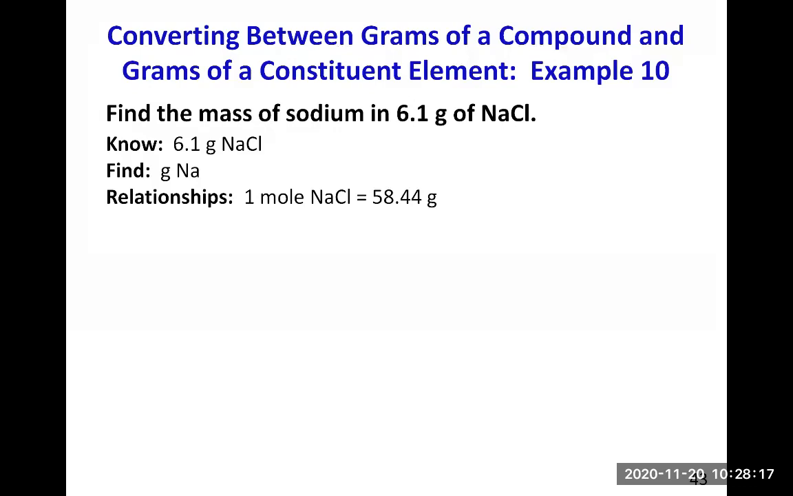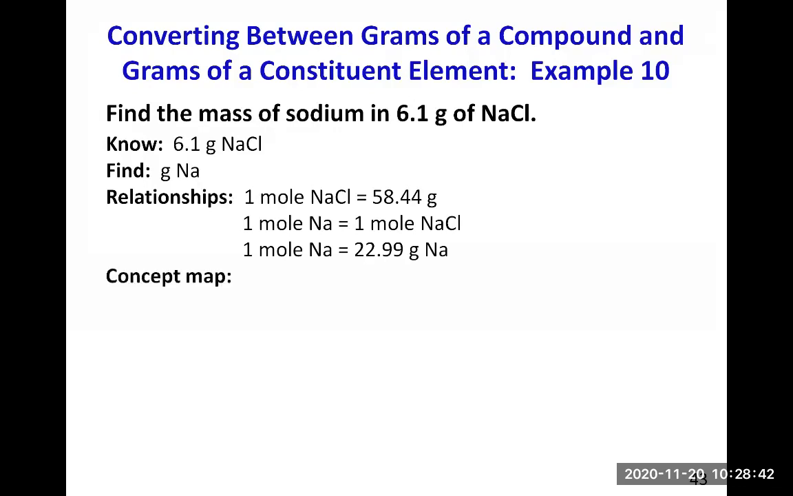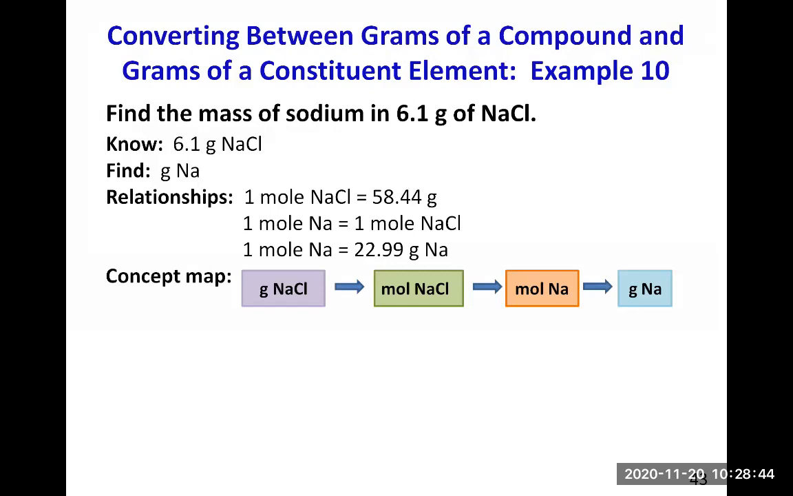Next, we need to change the moles of NaCl to moles of Na, and there is only one Na in one NaCl. So 1 mole of Na in 1 mole of NaCl. And then once we have our number of moles of Na, we can go back to grams using the molar mass of just Na, and that's 22.99 grams per mole. So we have 3 conversion factors. So the concept map looks like this.